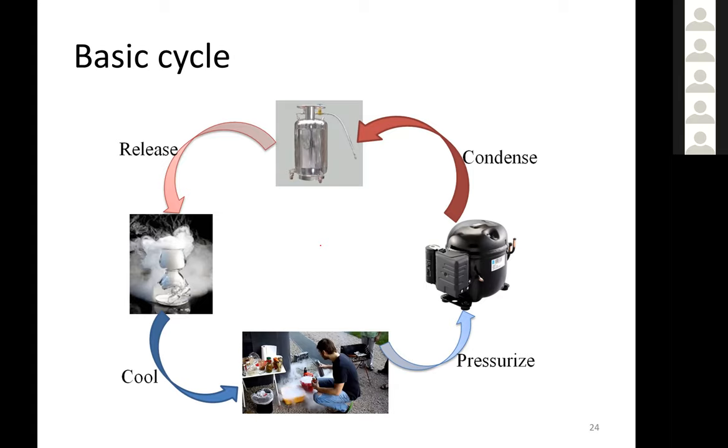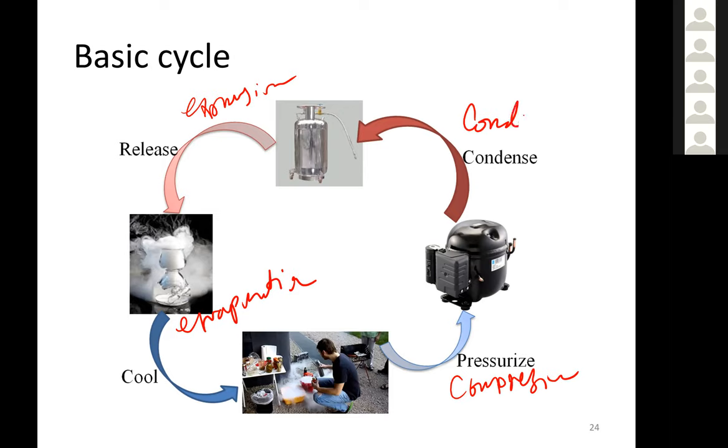These are the main four components, or the main processes, when we talk about vapor compression cycles. I don't want to repeat it, but now you understand that we go from one component into the other. I have expansion, then I have evaporation, then I have compression, and then I have condensation.